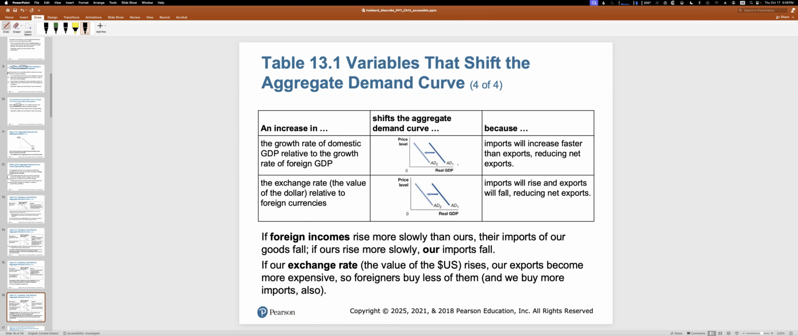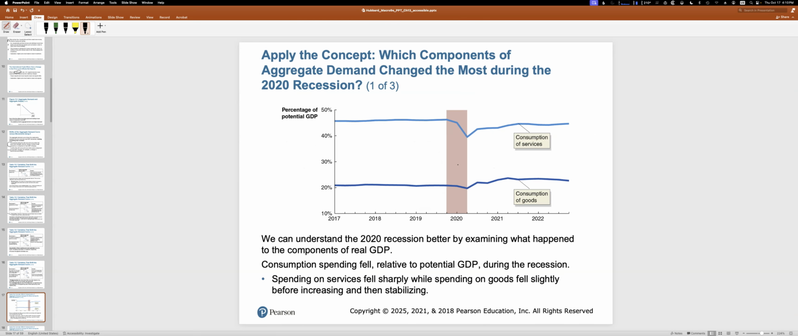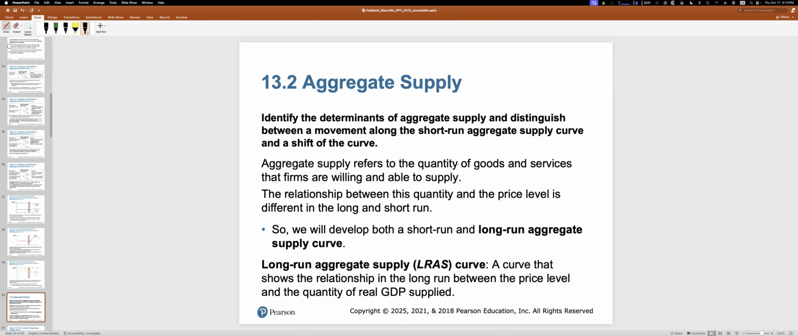And then we could also change the exchange rate. If we make the exchange rate more friendly to people buying U.S. goods, then aggregate demand will shift to the right. If we make U.S. produced goods more expensive, then net exports would fall, which would mean the aggregate demand curve shifts to the left. Okay, I'm just going to skip this here.